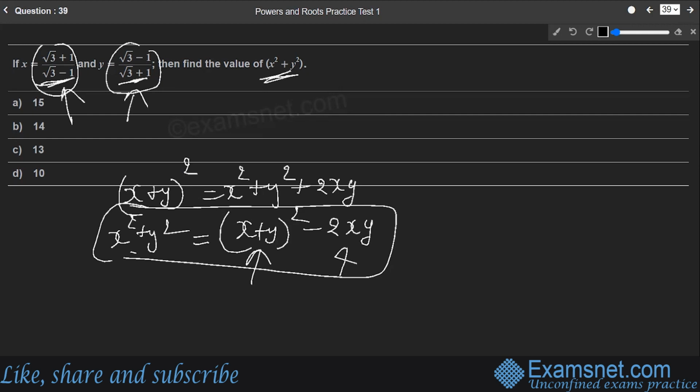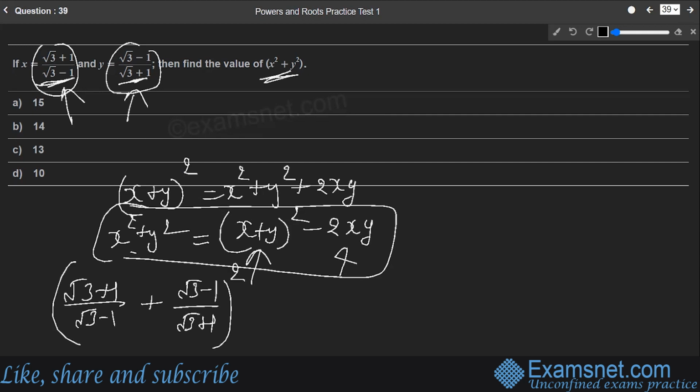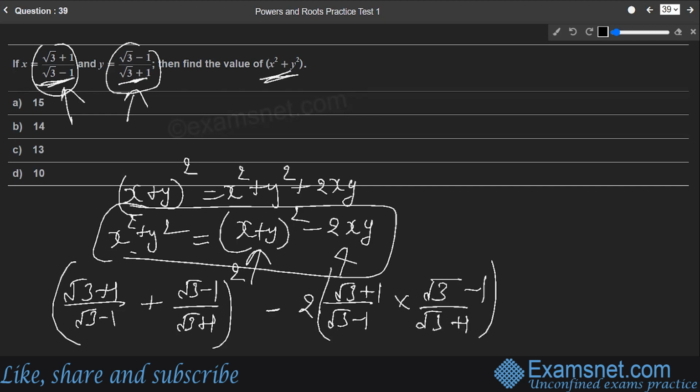So if I do x plus y's whole square, this is going to be root 3 plus 1 over root 3 minus 1 plus root 3 minus 1 over root 3 plus 1, and its whole square is to be done by me first, minus 2 into xy. X value is root 3 plus 1 divided by root 3 minus 1, into y value, which is root 3 minus 1 over root 3 plus 1.